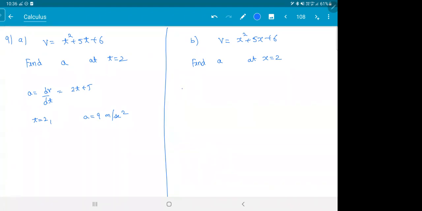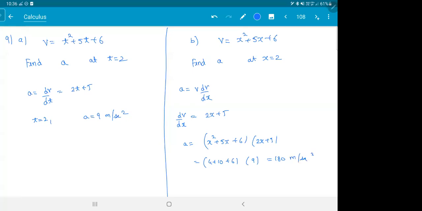Okay. So we know acceleration is v into dv by dx. So dv by dx is 2x plus 5. So acceleration would be v, that is x square plus 5x plus 6, into dv by dx, which is 2x plus 5. Put x is equal to 2. 4 plus 10 plus 6, that's 20, into 9. That's 180. Check out the steps.